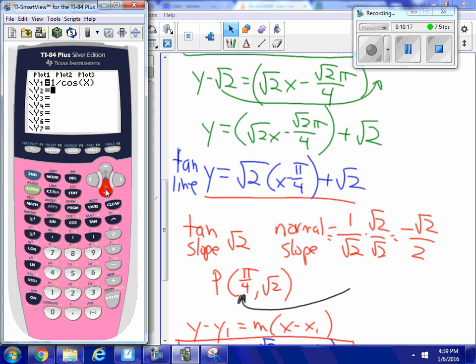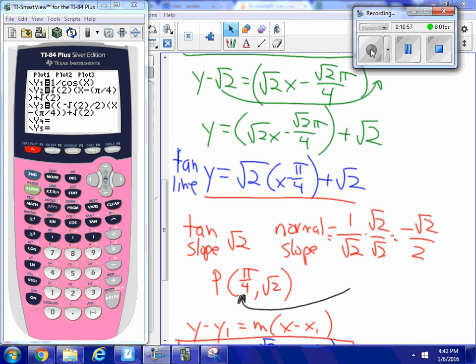So I'm going to go to my next one here, and I'm going to enter in the function for my tangent line. It was radical 2 times x minus pi divided by 4, plus radical 2. And let's go graph, and there, I'd say it's looking pretty good. I'd say that looks like a pretty good tangent line. Now let's check out my normal line.